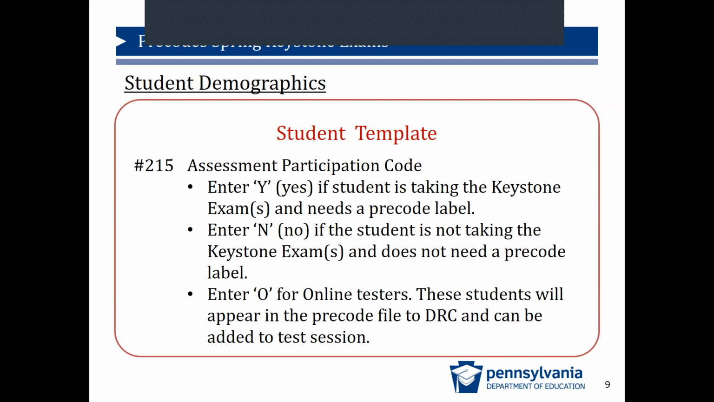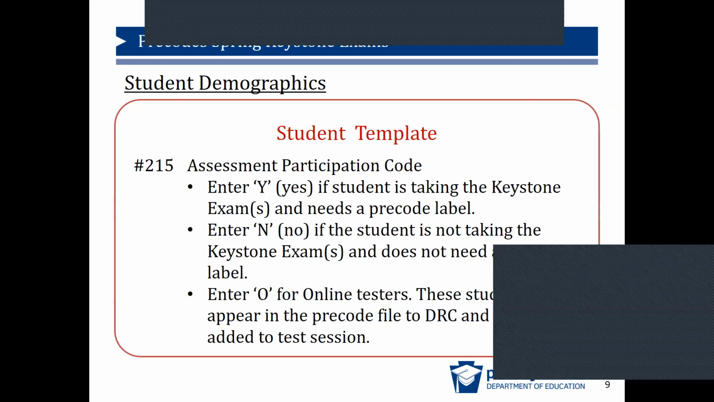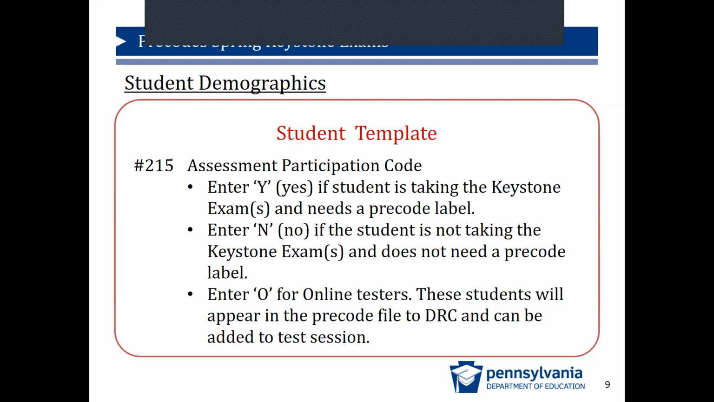Due to winter weather delays, there will be a delay in reporting the winter Keystone results prior to the Spring Keystone precode upload. Therefore, it is suggested that students who took the winter Keystone exam, as recorded in field 214, but are potentially retesting, are also submitted as needing precodes or testing online, so that precode labels can be available for them should they be retested.